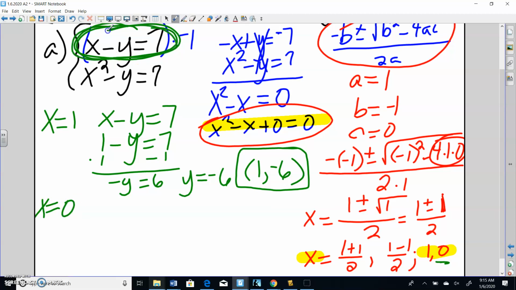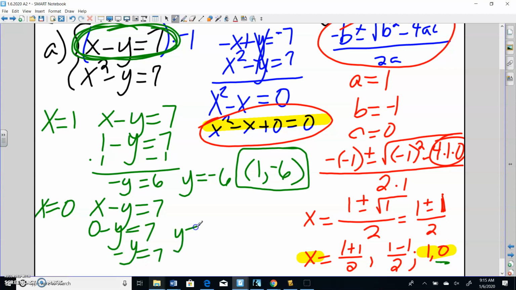I'm going to use the same equation that I used for when x was 1, x minus y equals 7. But I'm going to plug 0 in this time. So 0 minus y equals 7. Negative y equals 7, so y is negative 7. Divide by negative 1. So I started with the value of x equaling 0. When I plugged it into the equation, I got a negative 7 for y. So that point is also a point that those two graphs have in common. So the line and the parabola are going to intersect in 2 points, and it's going to be those 2 points.